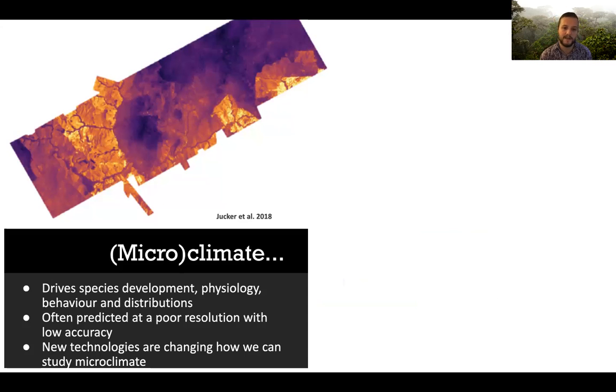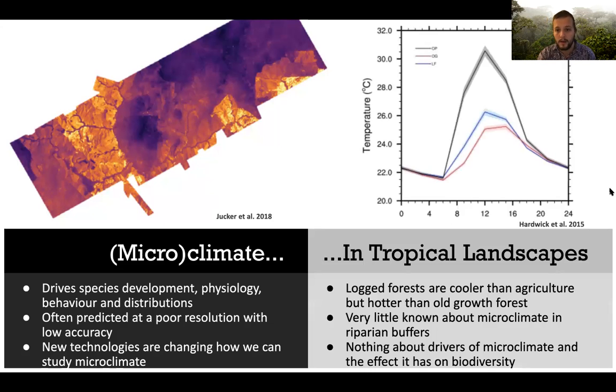A good example of this is a paper by Tommaso Jucca at Bristol, who used data logger data in combination with airborne LiDAR data to predict temperatures across a tropical landscape at a 50-meter squared resolution. Microclimatic data loggers are also being used by many groups now.